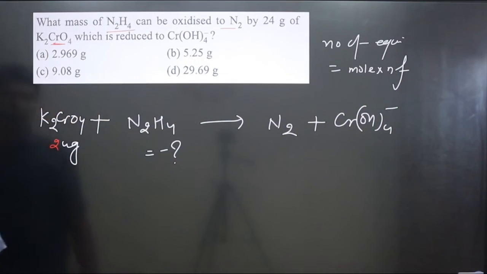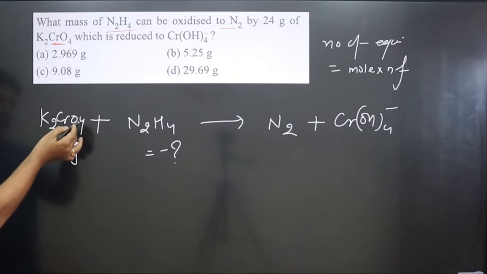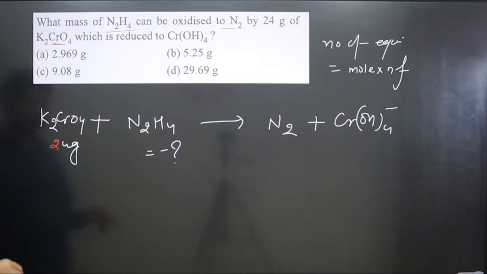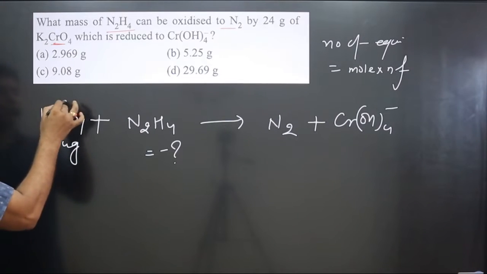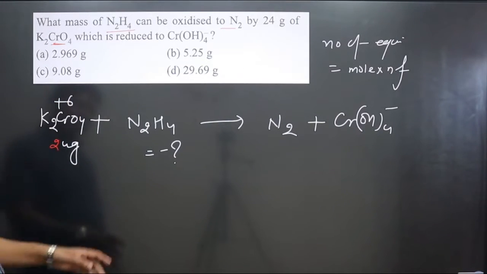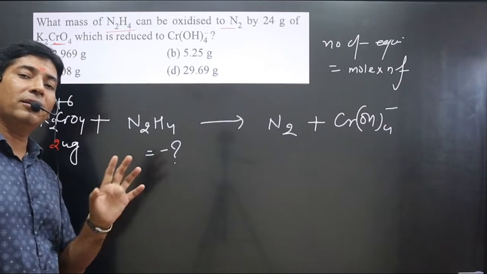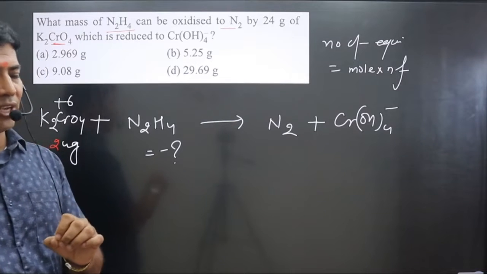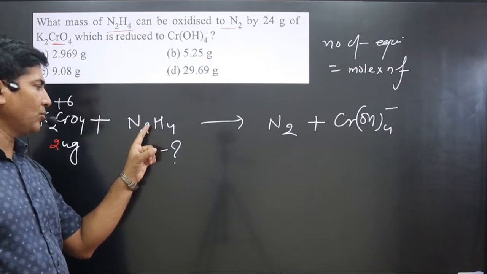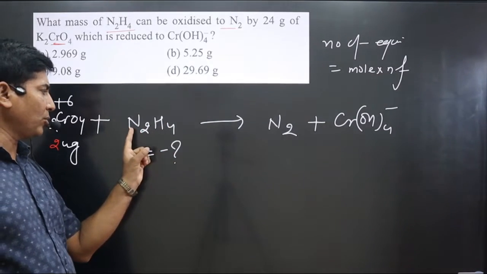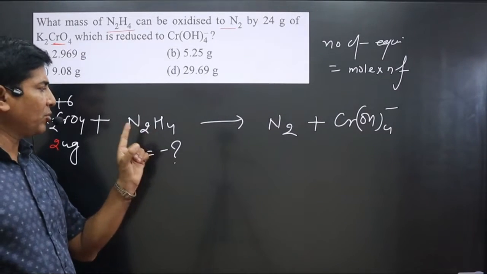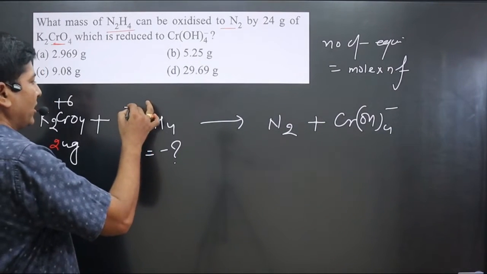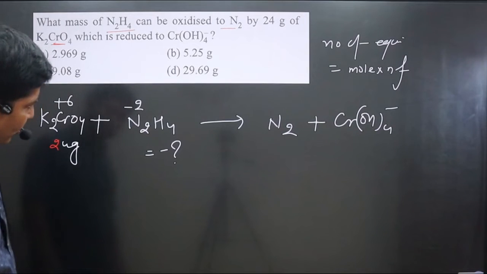For this we write down the oxidation number of the same elements on both sides of the equation. Pay attention here. In K2CrO4, potassium is plus 1, and there are 2 potassium. So Cr is present in plus 6 oxidation number. In N2H4, hydrogen attached to a non-metal always shows plus 1 oxidation number. So 2 nitrogen plus 4 is equal to 0, then 2 nitrogen is equal to minus 4, then 1 nitrogen is equal to minus 2. One nitrogen is present in minus 2 oxidation number.